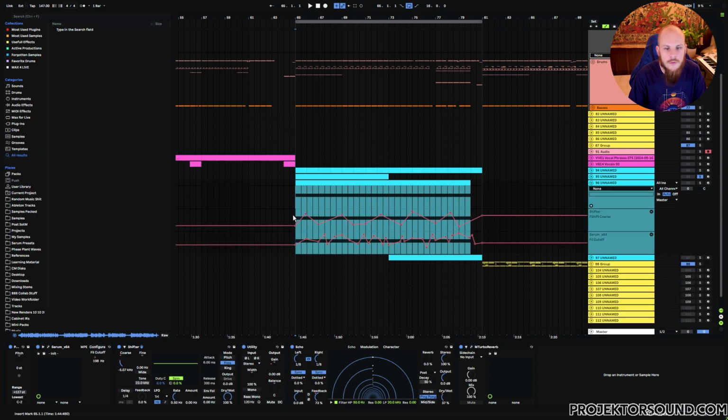Now you can see that both of the automations are doing interesting things in that they're both moving up and down kind of randomly. But you can hear that without the frequency shifter, it really doesn't change away from the saw wave. And it's just that familiar saw wave sound.